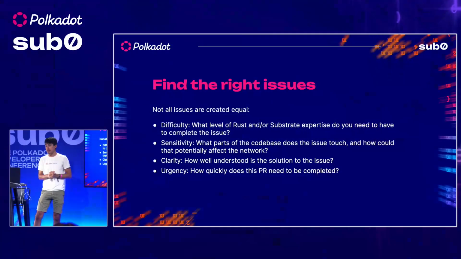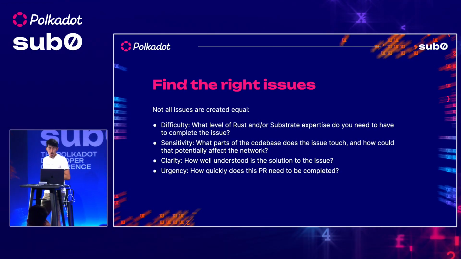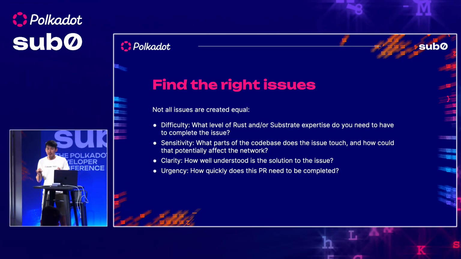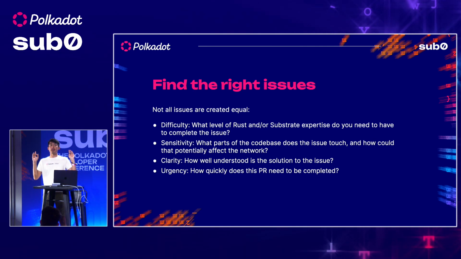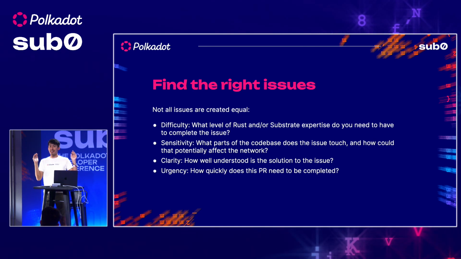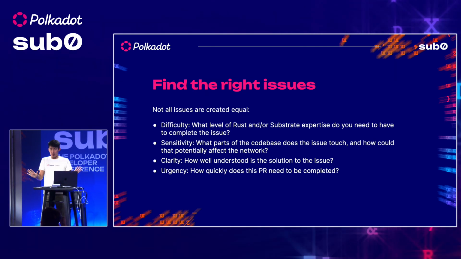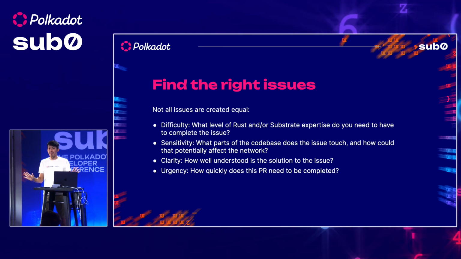And then urgency. So this is something in the middle, right? If you find a PR which is very urgent, for example, Polkadot is down, we need to fix this thing, probably you don't want to work on that, because probably someone else is going to work on that much faster than you, and there's a lot of internal organization.